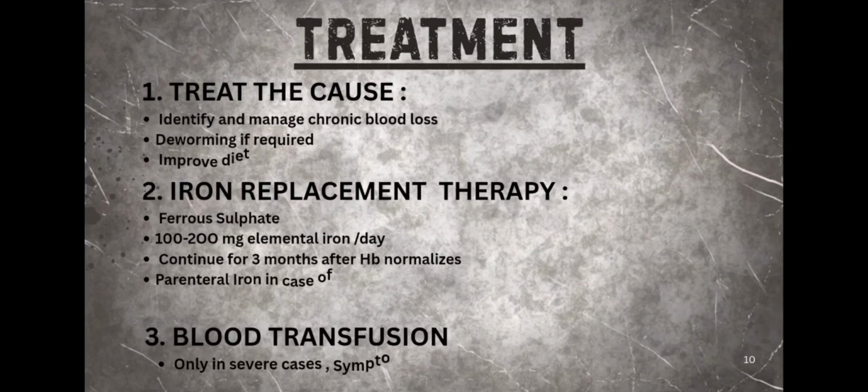And when it comes to treatment, first we have to treat the cause. If there is any chronic blood loss, we have to treat the blood loss and stop the bleeding. And if there is any hookworm infestation, we have to perform deworming and improve the diet. The main thing is we have to improve the diet so the availability of iron is increased and RBC production will become normal.